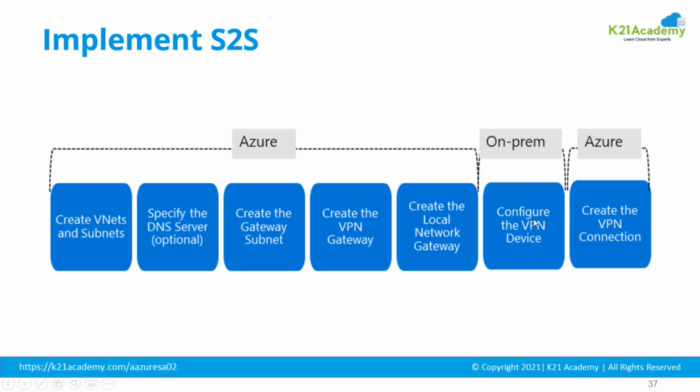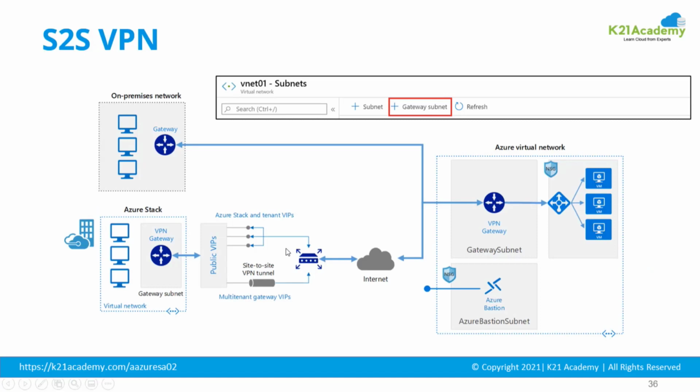Now, in order to implement your site-to-site VPN, in on-premise you'll be installing or configuring a VPN device in your customer data center, or your customer data center's network team will define that. You'll be defining a VPN connection. On the Azure side, you'll be creating a VNet or subnet that you want to connect with your VPN gateway, and optionally you can define a DNS server on that, but you need to create a gateway subnet. As I said, this is the subnet in which you'll be creating a VPN gateway. So that subnet will act as a gateway subnet.